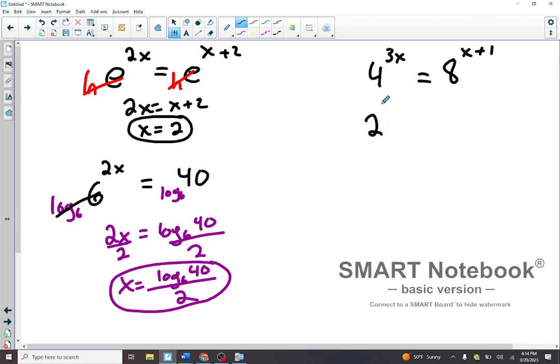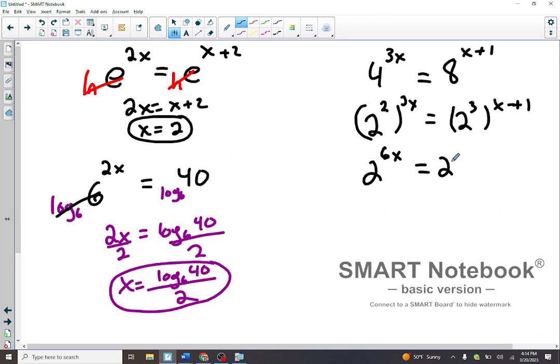So I'm going to rewrite 4 as 2 squared, 3x. And I'm going to write 8 as 2 cubed, x plus 1. So then it's 2 to the 6x equals 2 to the 3x plus 3. Wait, they're the same base. That means I could cross them out, aka log base 2 of them.